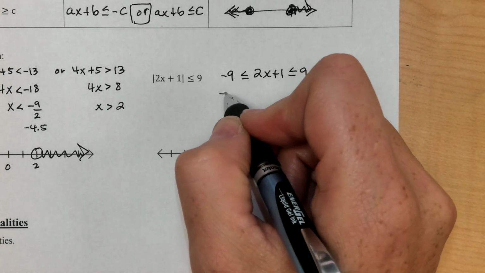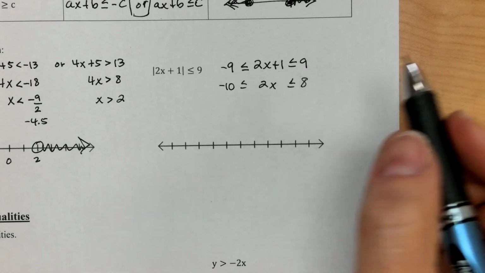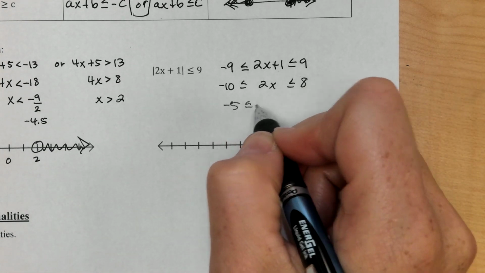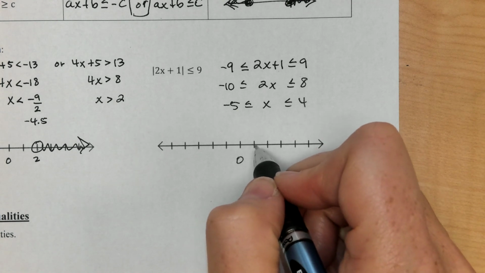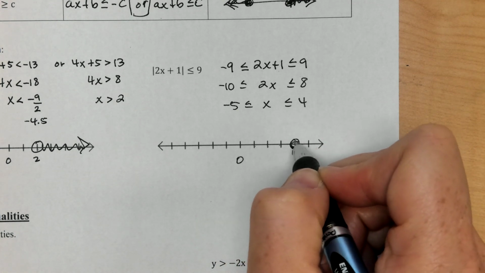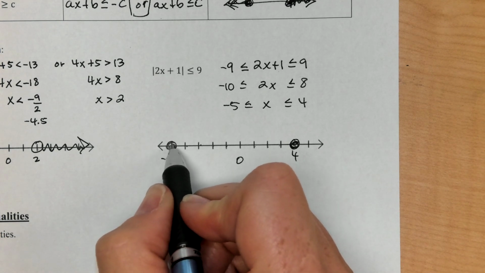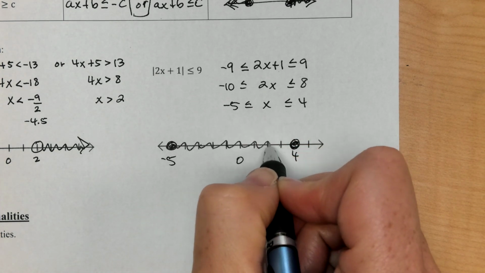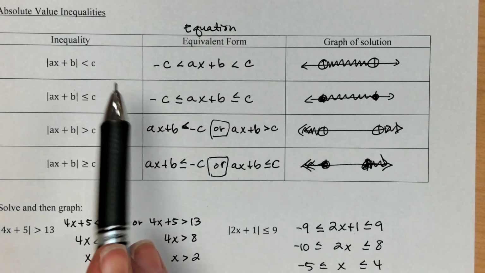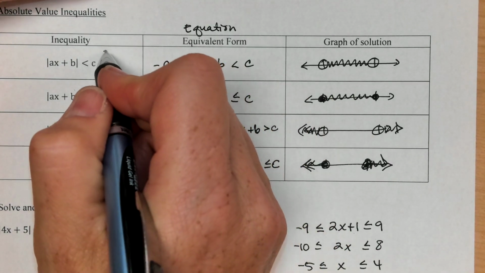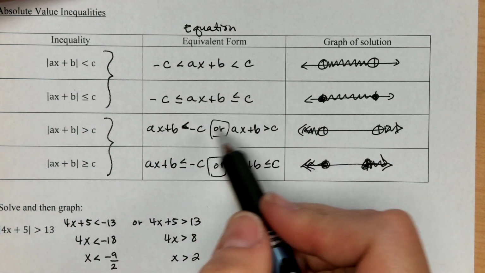So subtracting 1 will give us negative 10 and 8, and then dividing by 2 we'll get negative 5 and 4. So I'm going to put my 0 in there. 1, 2, 3, 4, big filled in circle. 1, 2, 3, 4, 5, filled in circle, and then I want everything in the middle. So I think overall this chart's going to come in really handy, just deciding what you're going to do. Keep in mind that these two are truly the same, and these two are truly the same. It's just a change in the sign.